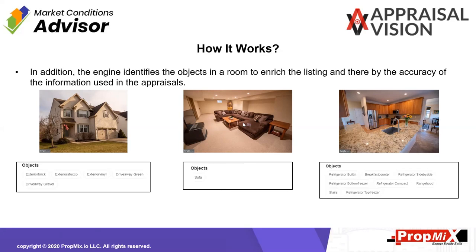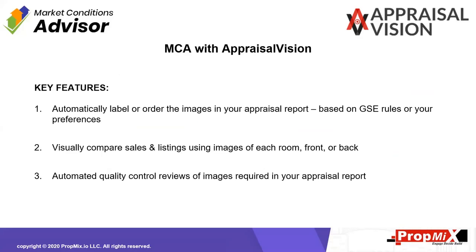Object here, sofa. That's all it really needed. So it sees a sofa and it knows that it's a living room. Kitchen's a little bit different. You notice that it's a little bit further out, but it is identifying a refrigerator, a breakfast counter, a side-by-side refrigerator, and all of the different objects and labels that you notice within. So that's a big part of how we go about identifying those objects.